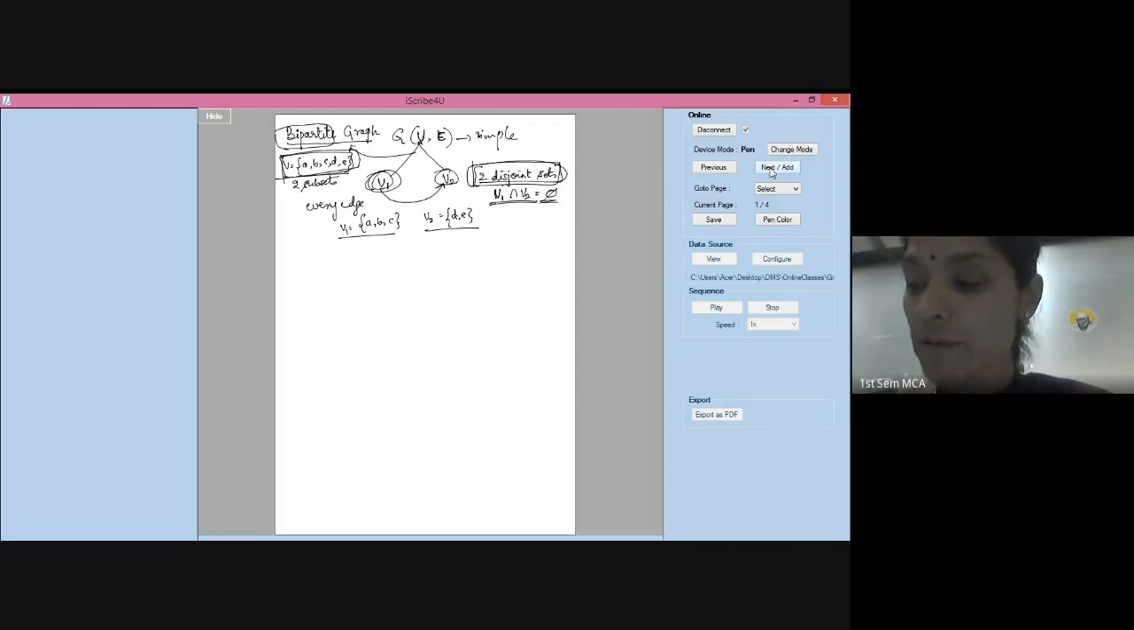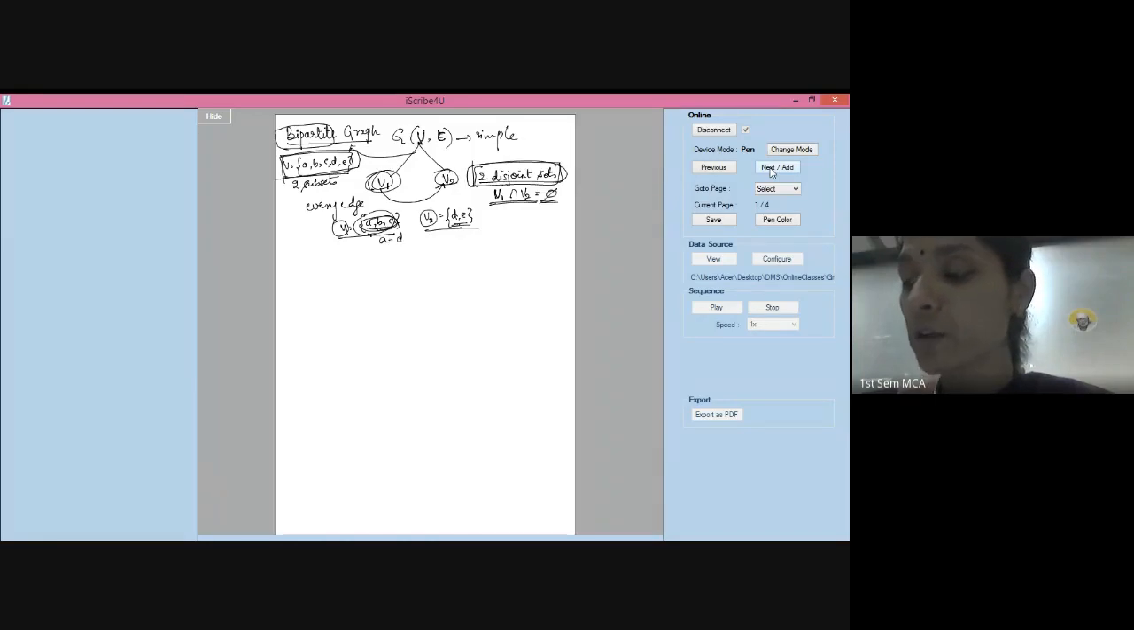Every edge should be connecting one vertex in V1 to another vertex in V2. That means I cannot have any edge between any of the vertices within the same set. I cannot have an edge from A to B. I cannot have an edge from B to C. I cannot have an edge from A to C. Every edge should connect one vertex from here to one vertex here.